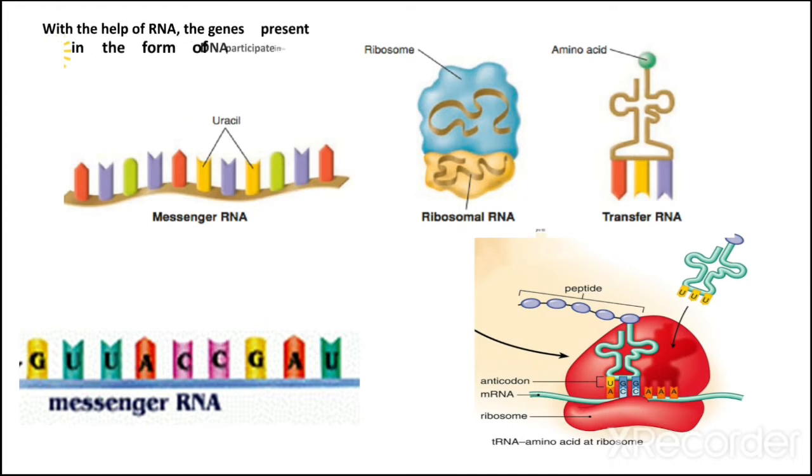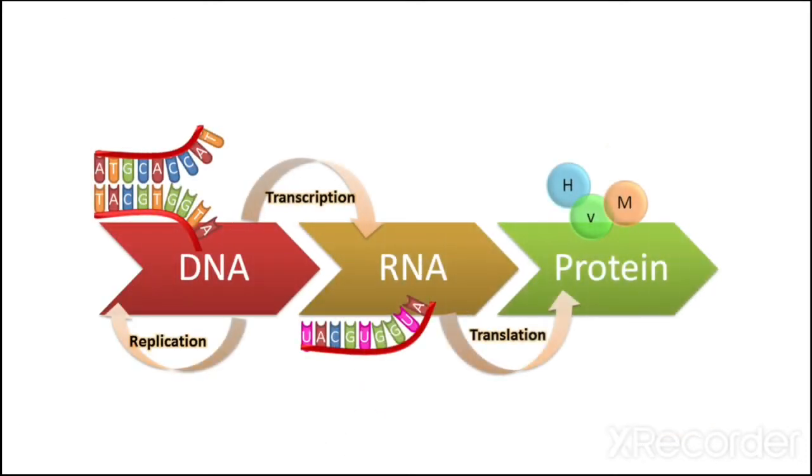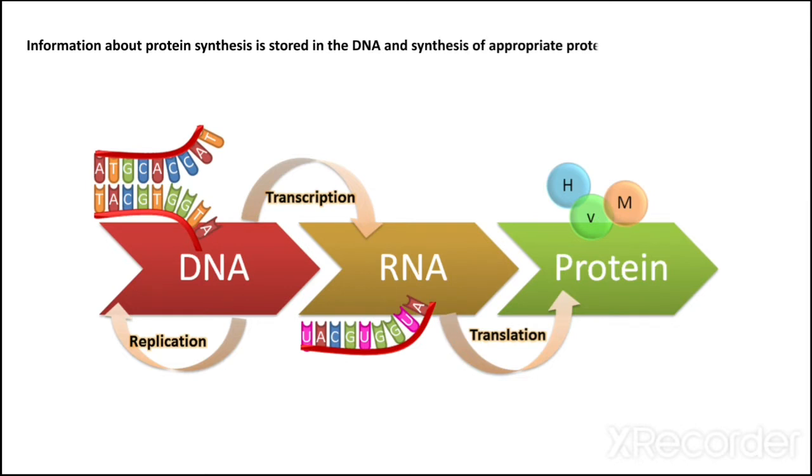With the help of RNA, genes present in the form of DNA participate in the functioning of the cell and thereby control the structure and functioning of the body. Appropriate protein required for our body is synthesized with the help of DNA. Information which is stored in DNA helps to produce protein molecules with the help of RNA. Information about protein synthesis is stored in DNA.